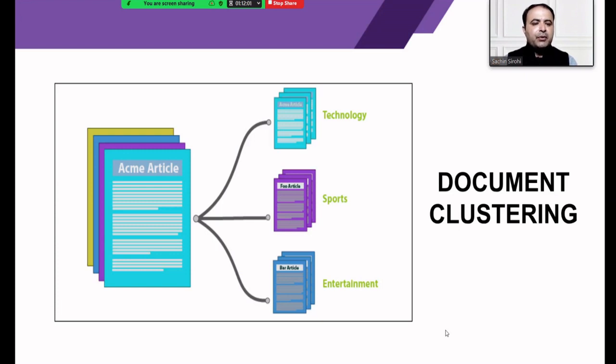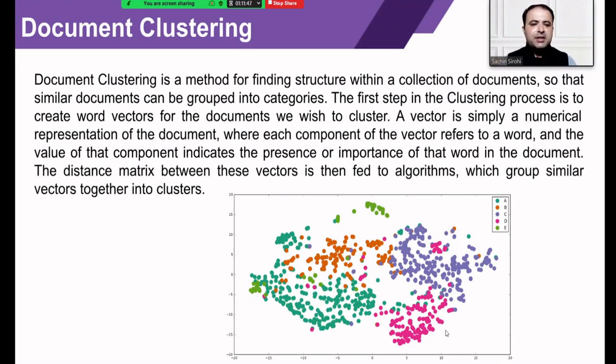Now next I want to discuss document clustering. Again we have a number of documents, and we cluster them like technology, sports, and entertainment. We are just creating clusters of values that are similar. Document clustering is a method for finding structure within a collection of documents, so similar documents are grouped together. Some clustering algorithms are KNN and K-means in Python. We have some machine learning libraries, some data clustering libraries. Those values that are similar will make the clusters.